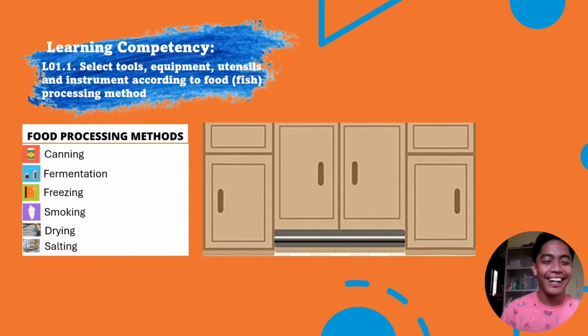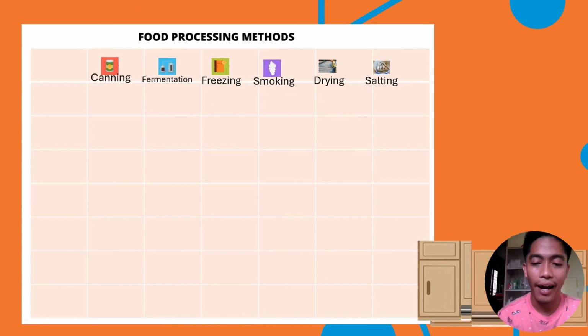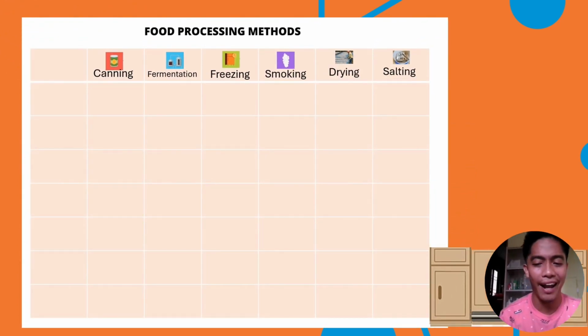Okay, class, are you familiar with the concept of food preservation? Hmm, that's good to hear. Did you know that food preservation is important in extending the shelf life of food and preventing it from spoiling? I want you to look at the semantic feature analysis. So semantic feature analysis is a technique used to compare and contrast different items based on their features.